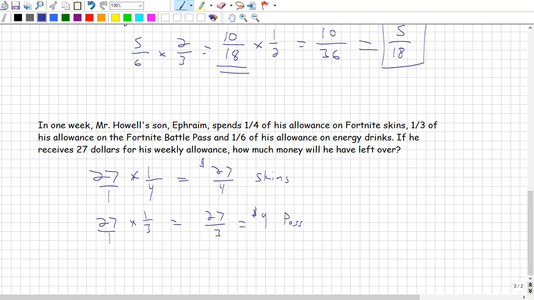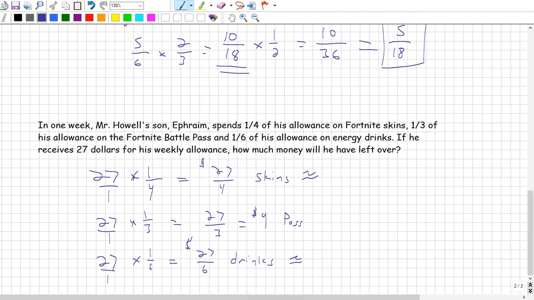And a sixth of his allowance on energy drinks. So I take 27 again, I multiply by 1/6. That's how much he spends on energy drinks. That, of course, is 27 over 1, so we get 27 over 6. And that's how much money he spends on energy drinks. We can't reduce this at all or anything. However, I could change these both, the top and the bottom. Sorry, that's on drinks.